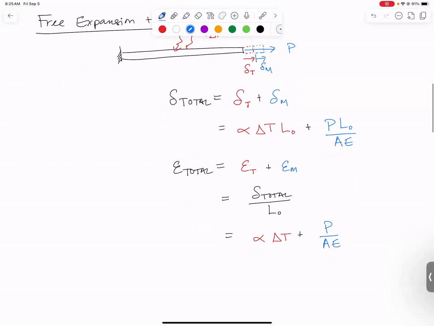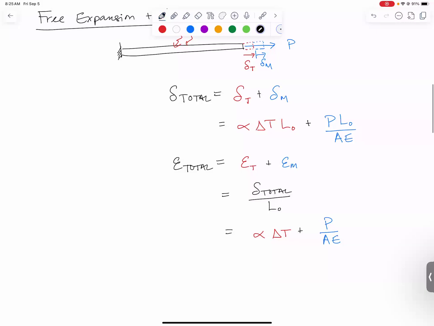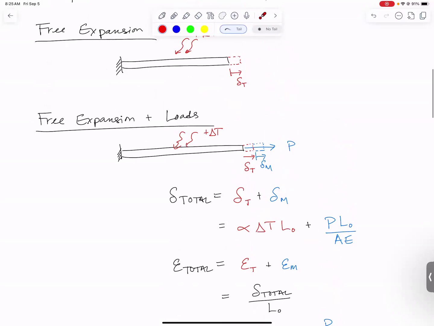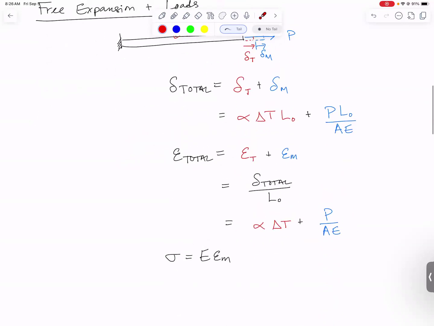Now, what if we want to find the stress in this situation? Stress is going to be Young's modulus times only the mechanical strain. Because remember, when we have something that is free to expand, there is no induced stress. And this is free to expand, so the thermal part does not induce any stress. Only P induces stress. And let's just plug in what this is equal to. We get E times P over AE, which is just P over A. That's what we expect. Normal stress should be force over area, and it is.